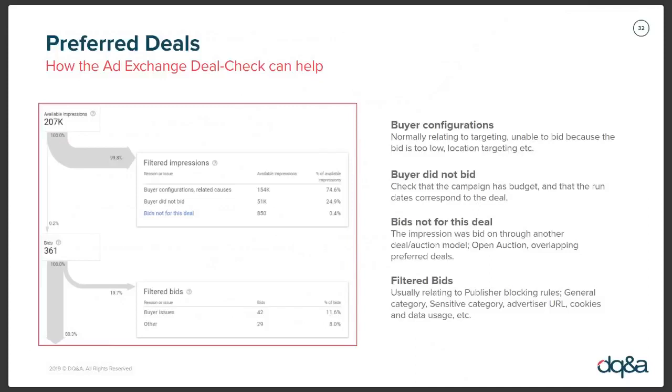Then we have buyer did not bid, which we've already covered. Campaign has budget and the run dates are the same. That you're actually bidding the correct CPM. Bids not for this deal, so they could be won through another deal or auction model, either open auction or overlapping preferred deals. So try not to create too many preferred deals that have overlapping because that could cause problems here as well. Then we have the filtered bid section. That's generally relating to publisher blocking rules, general categories, sensitive categories, things like I mentioned in the previous slide.